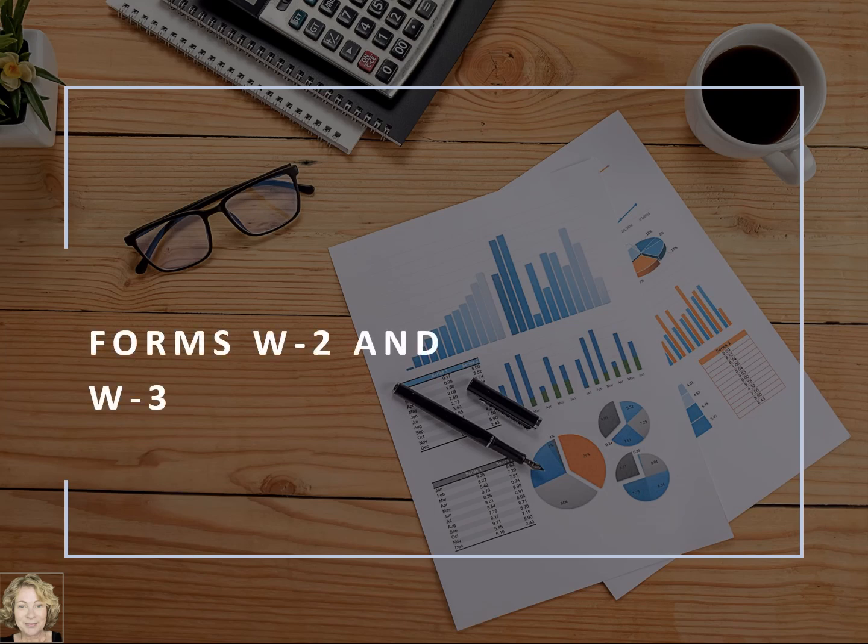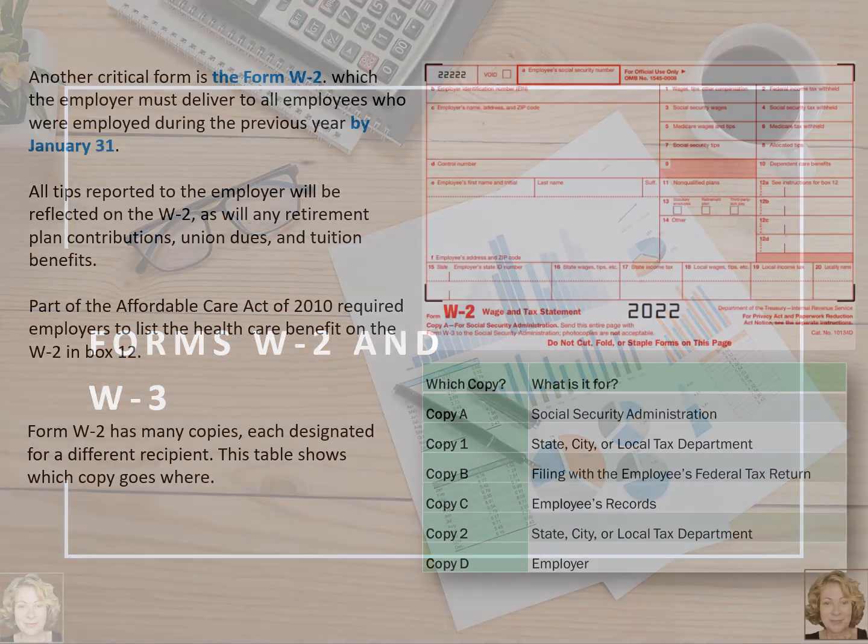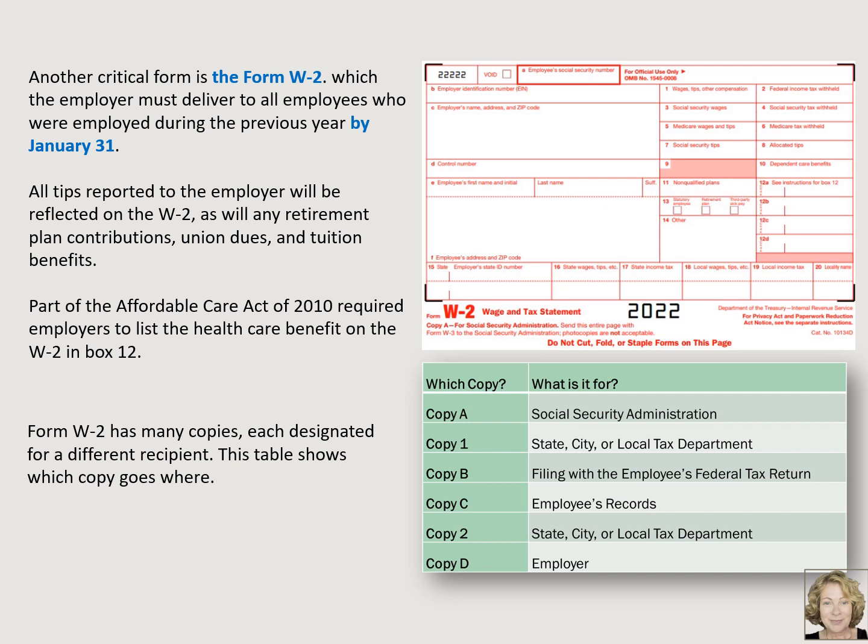Hello. In this video, we'll learn about Form W-2 and Form W-3 and what payroll accountants must do at year end to complete these forms. A critical form is the Form W-2, which the employer must deliver to all employees who were employed during the previous year by January 31st. The Form W-2 reports all of the employees' pay, and understanding the correlation between the W-2 and the employee's final payroll for the year is important.